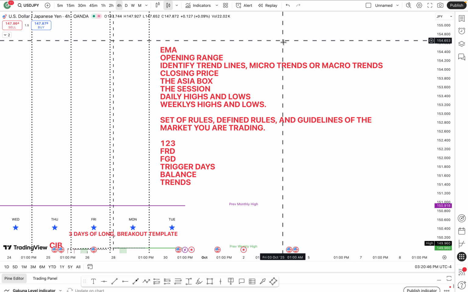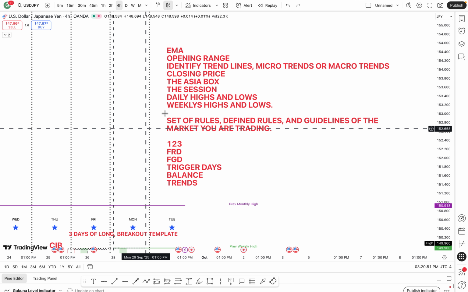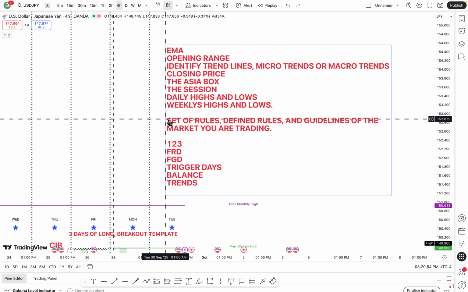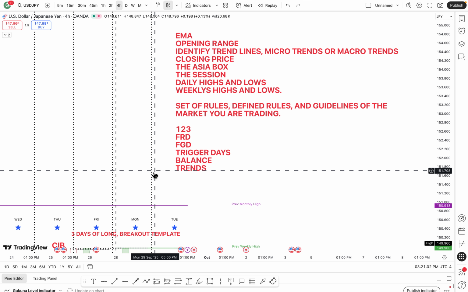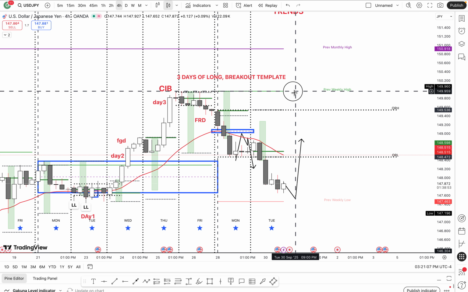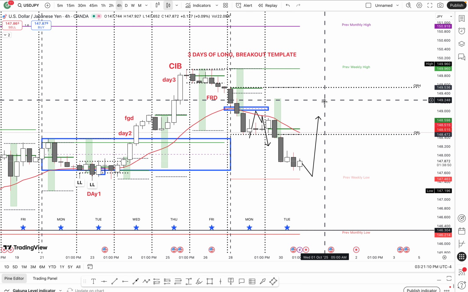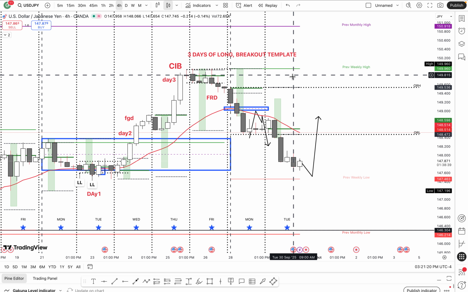Now, having understood all of this, everything I've written here, how can I break this down into a set of rules that can help me identify and execute when trading, and also help me avoid noise? Today we use an example on the USDJPY. First of all, I want to identify, like I said, balance, EMAs, the opening range of Asia, opening range of Monday. I want to identify closing price. I want to identify if I have a setup.